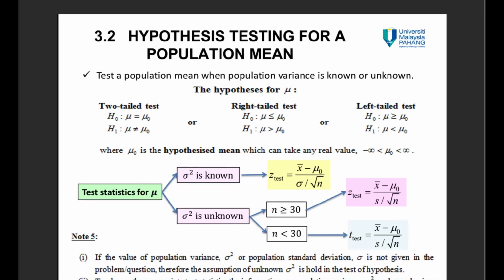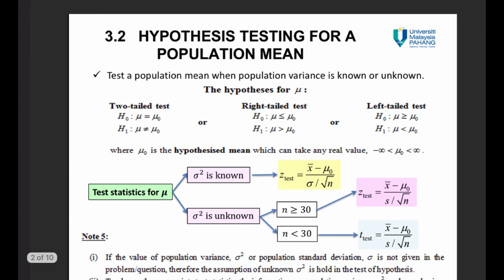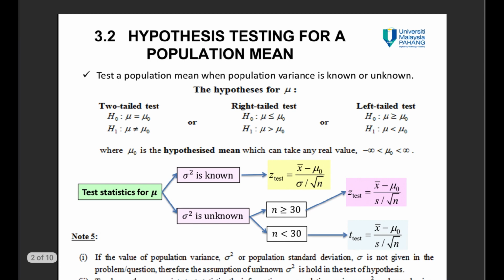Hi guys, so let's continue after we have 3.1 Introduction to Hypothesis Testing and all the procedures. So now we have 2.2 Hypothesis Testing for a population mean. We will use the 5 steps in hypothesis testing for a population mean. In hypothesis testing for a population mean, we want to test a population mean when the population variance is known or unknown.